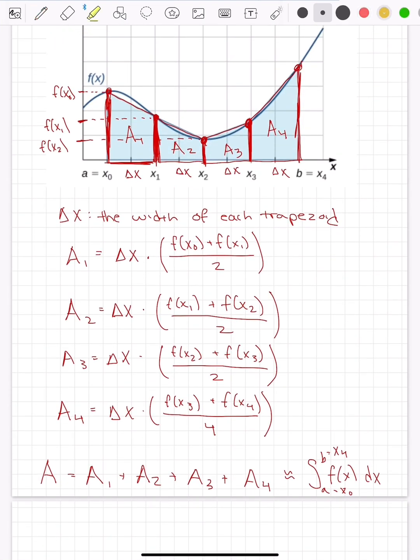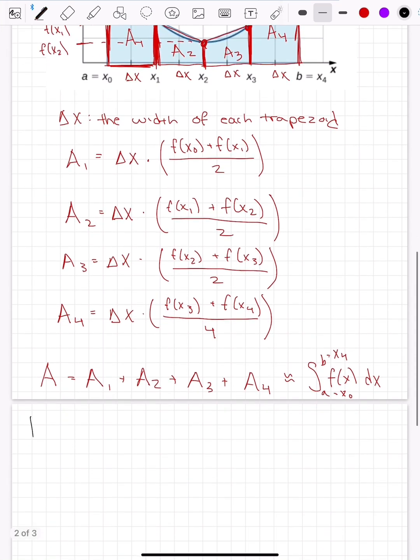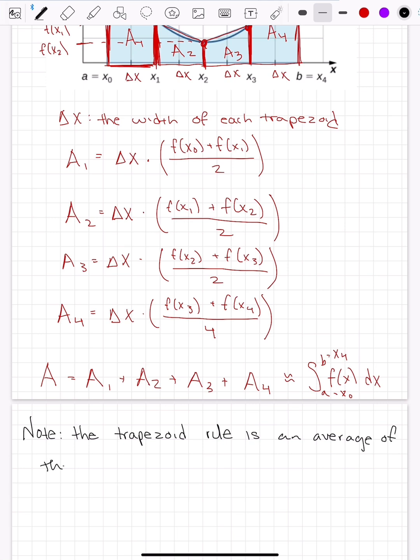Right, so one thing that I want you to notice, because they say that the trapezoid rule is an average, so note the trapezoid rule is an average of the left hand and right hand sums, right? When we use the integrals, the left and the right hand integrals.